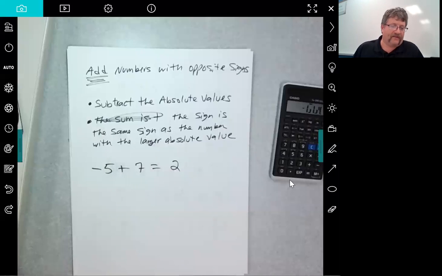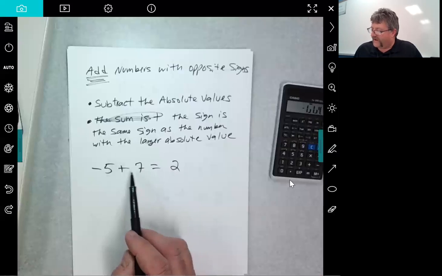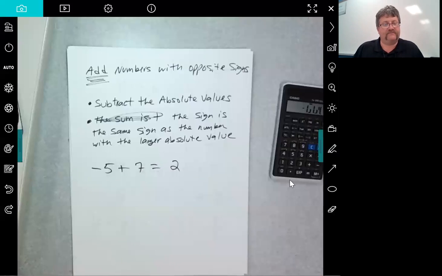I call it the battle of the signs. Who wins the battle of the signs? 7 is bigger than 5. 7 is positive. Answer is positive. Okay, so whoever's bigger wins. But I actually subtracted in this problem, which is an addition problem, but I subtracted.